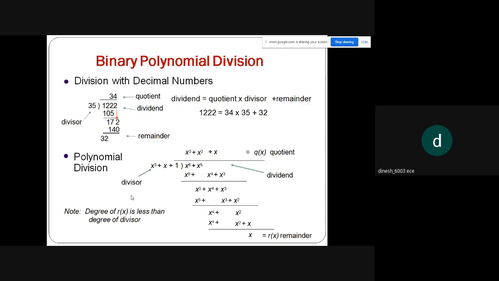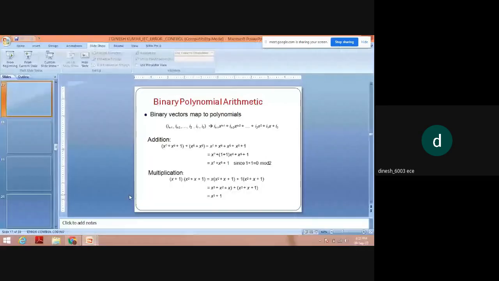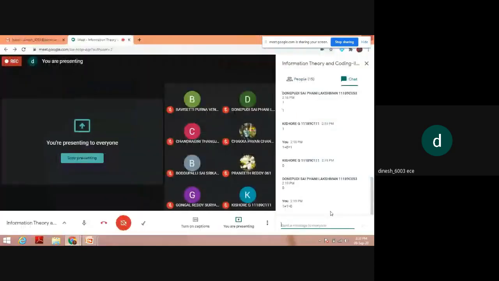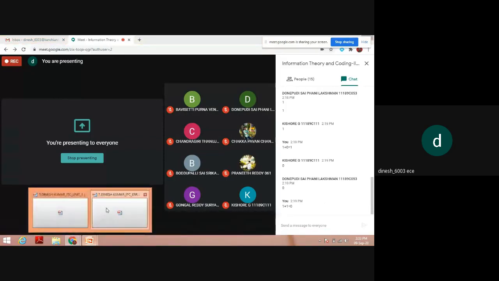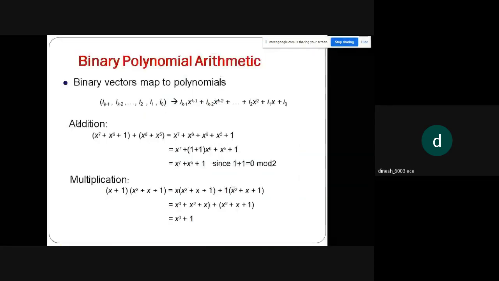Let me see, any doubts in this polynomial arithmetic or polynomial multiplication? Any doubts? I'll keep this polynomial multiplication for 2 or 3 minutes so that you can see.